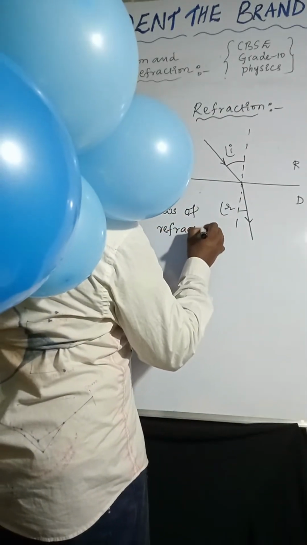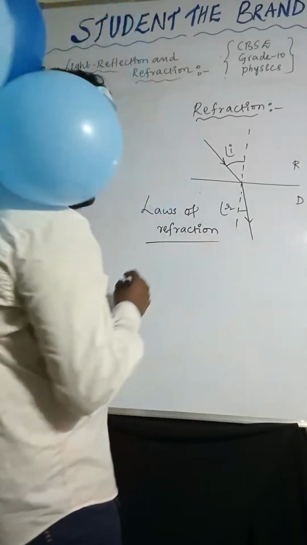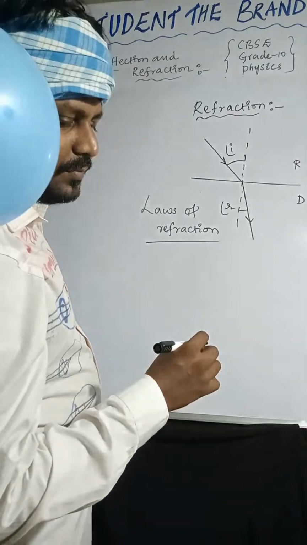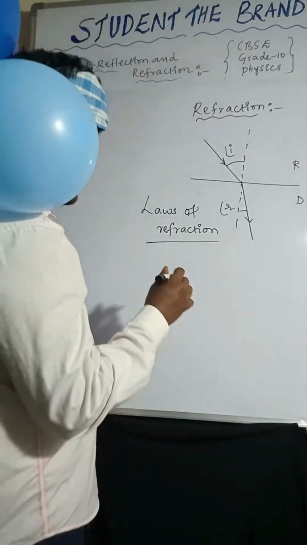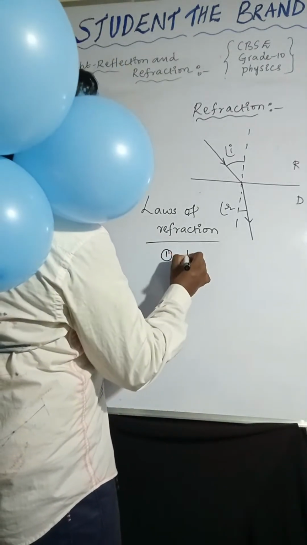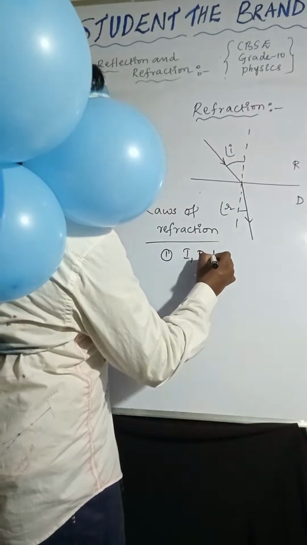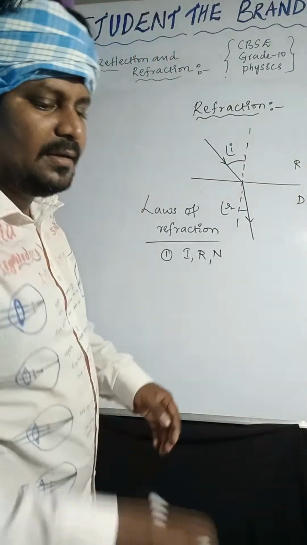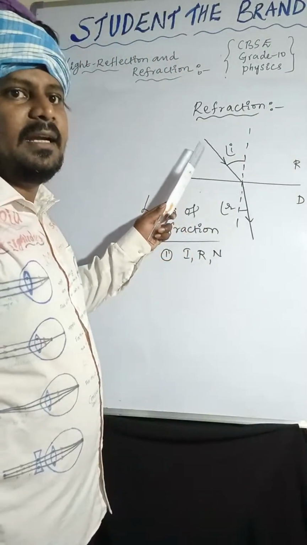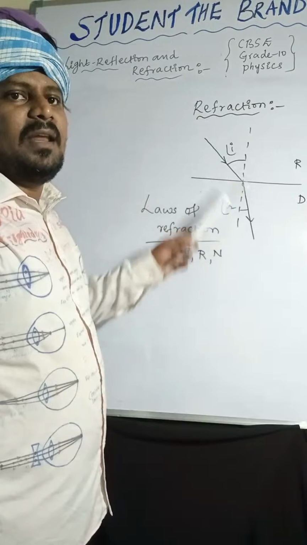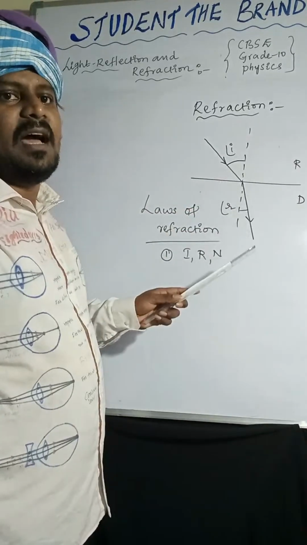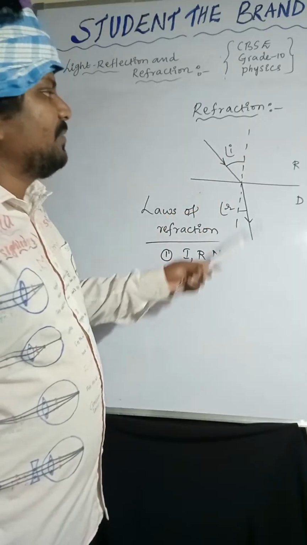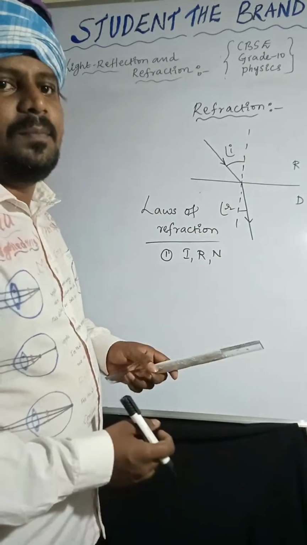Now, laws of refraction. Point number one: the incident ray, refracted ray and normal line lie in the same plane.